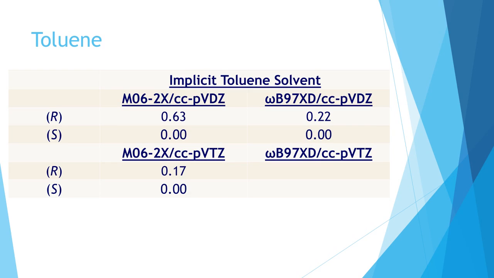For the addition of toluene as a solvent, the results pretty much stayed consistent in the gas phase and in the solvent phase because the S conformation was the lowest in energy for both M06-2X and omega B97XD for double zeta and triple zeta. However, the conformation of the molecule did change, which we'll talk about in a moment.